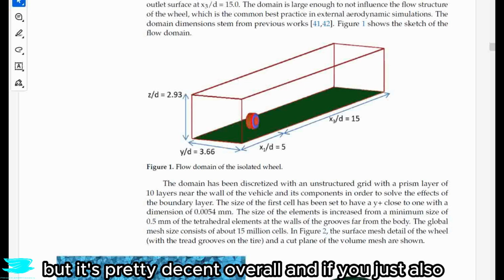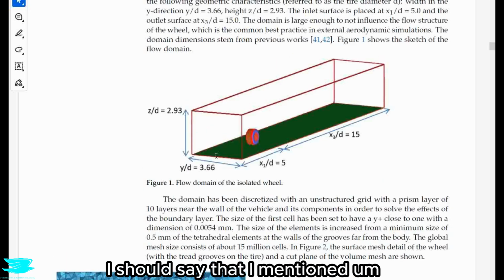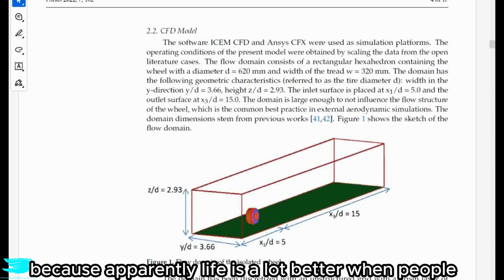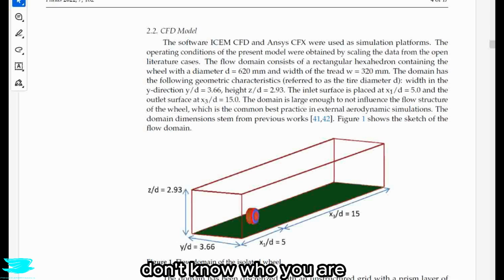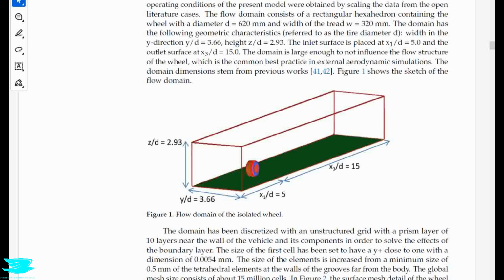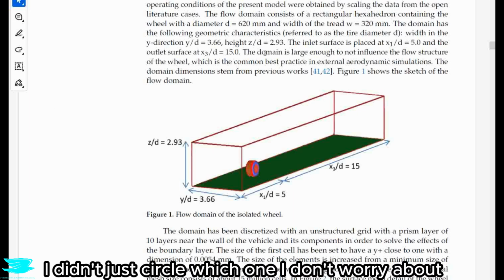Oh, and I should say that I just saw that they referenced my work here, and that's nice. I'm not going to tell you which one it is, because apparently life is a lot better when people don't know who you are. So I want to stay anonymous there. Anyway, I didn't circle which one, so don't worry about it.